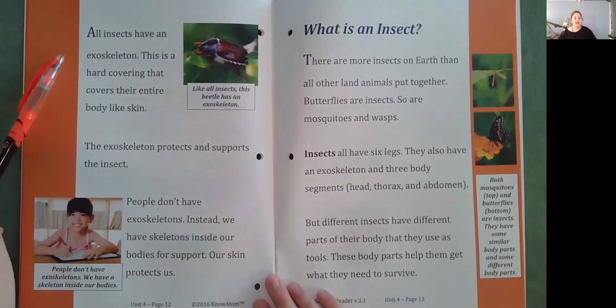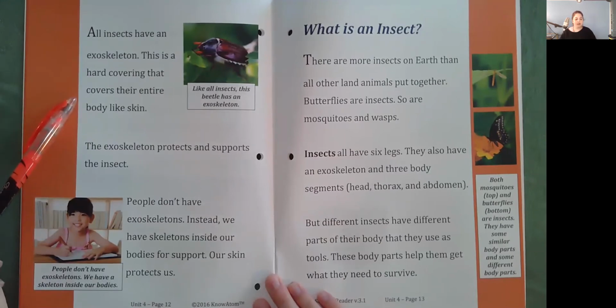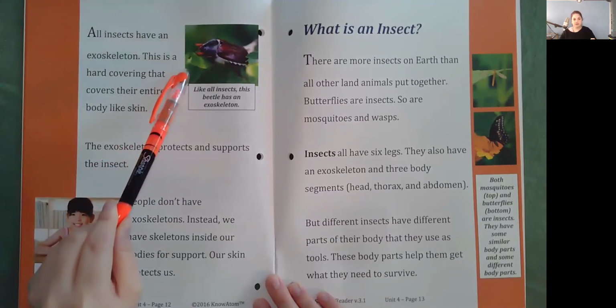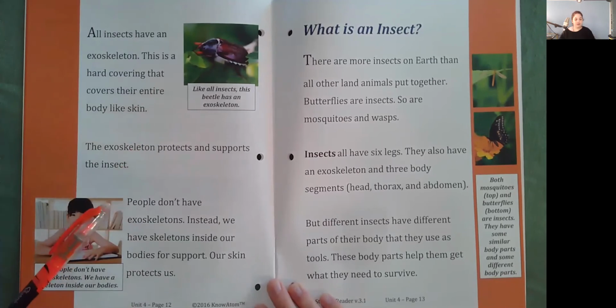All insects have an exoskeleton. This is a hard covering that covers their entire body like skin. The exoskeleton protects and supports the insect. So like all insects, this beetle has an exoskeleton. People don't have exoskeletons. Instead, we have skeletons inside our bodies for support. Our skin protects us.